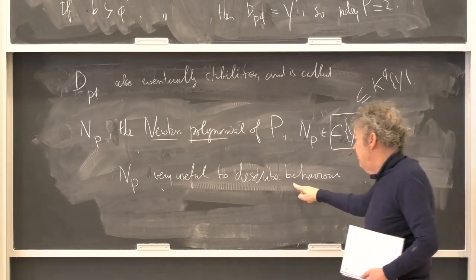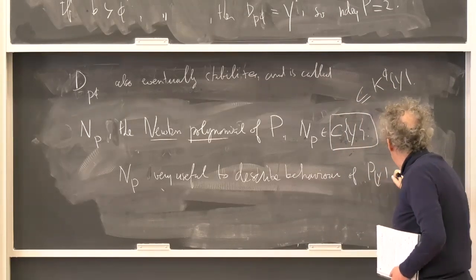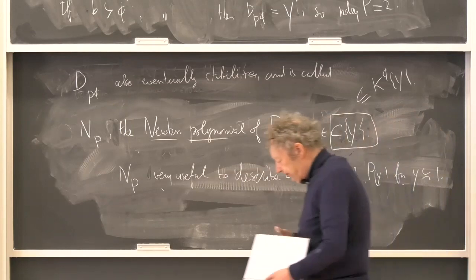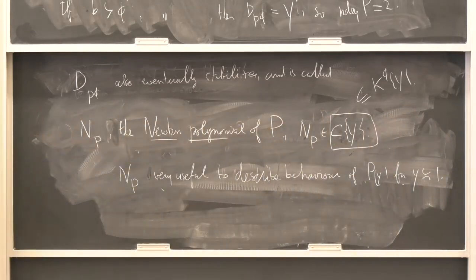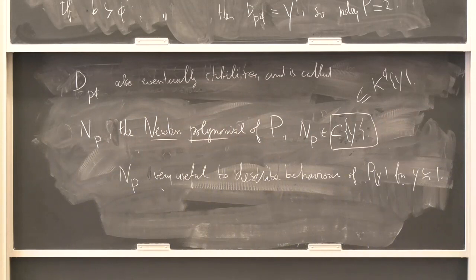So that's why N_P is very useful to describe the behavior of P(y) for y asymptotic to 1. And if you then also multiplicatively conjugate by arbitrary elements, you can describe the behavior of P near any elements that you are interested in.